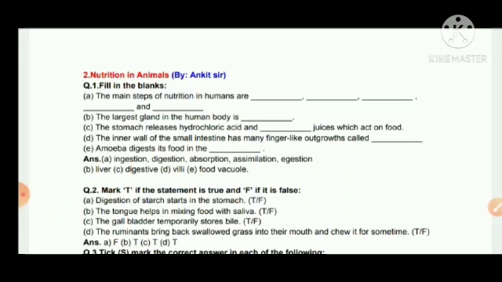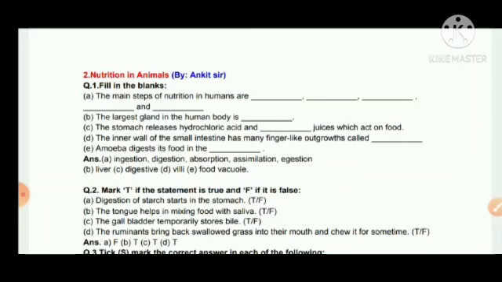The first one is fill in the blanks. Number A, the main steps of nutrition in humans are: the answer is ingestion, digestion, absorption, assimilation and egestion. These 5 steps of nutrition take place in humans.